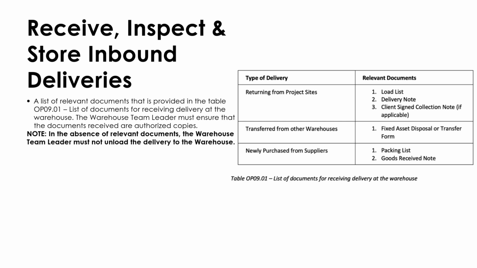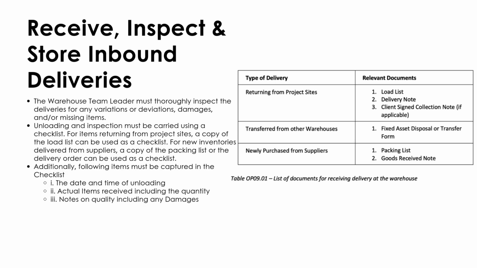A list of relevant documents is provided in the table here. The warehouse team leader must ensure that the documents received are authorized copies. In the absence of relevant documents, the warehouse team leader must not unload the delivery to the warehouse. The warehouse team leader must thoroughly inspect the deliveries for any variations or deviations, damages, and missing items.